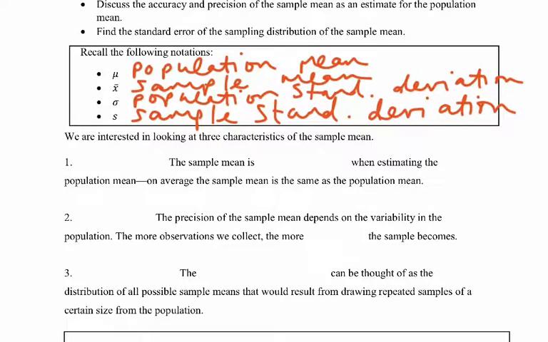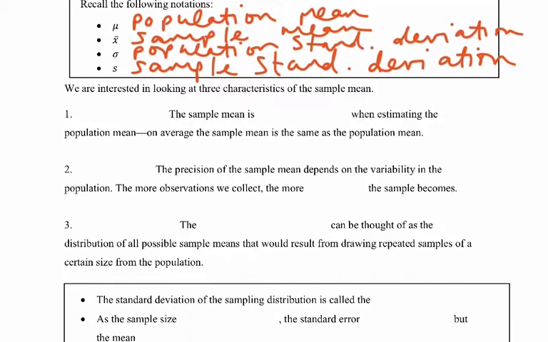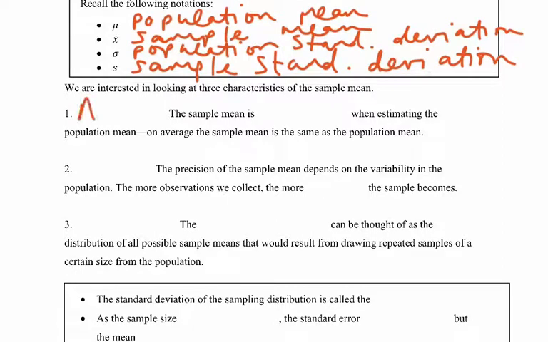We are interested in looking at 3 general characteristics related to the sample mean. First of all, accuracy. So how accurate is our sample at actually predicting the population mean? We say that the sample mean is unbiased so long as we have a random sample, and we're only going to deal with random samples. That's all we have to worry about. So it's unbiased when estimating the population mean as long as we have a random sample. On average, the sample mean will be the same or close to what we think the population mean will be. Just like it was with p hat and p. We generally thought p hat gave us a good estimate for what p was, the population proportion, as long as we had a random sample.